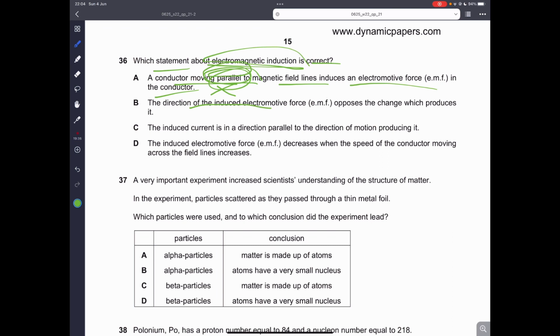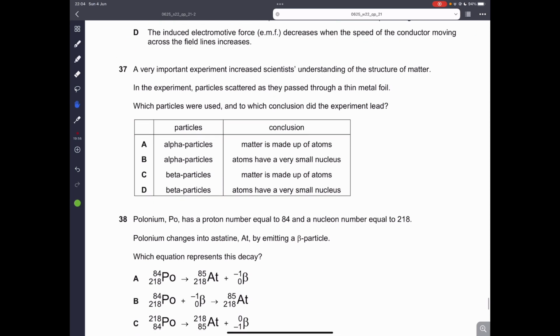The direction of the induced electromotive force opposes the change which produces it. Now this is very true. This is known as Lenz's law, because the direction of the EMF will always oppose the change which produces it. And so B is the correct answer.